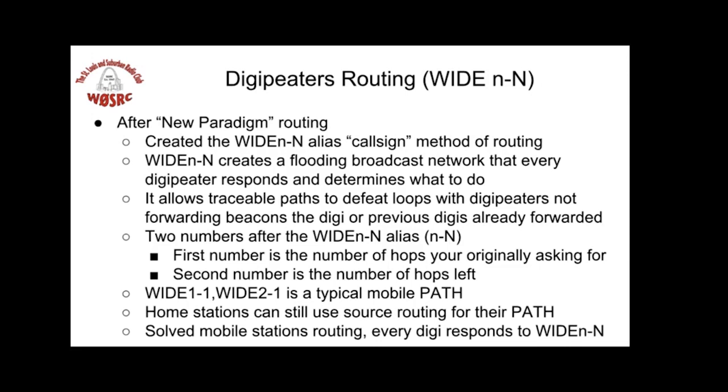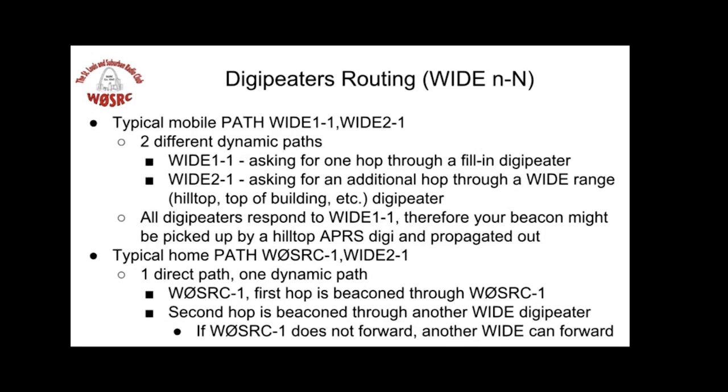Home stations can still use source routing in their path. Because all of the Digipeaters and the iGates understand this wide N-N, it solved the issue of if I got thrown into Denver or Kansas City or somewhere where I didn't know the Digipeaters. Everybody responds to wide 1-1 and wide 2-1. It's a universal routing name, so I can drive to those cities and all the Digipeaters understand what I'm asking for. Okay? I think it's the last slide with just words. Then we'll get into some pictures.